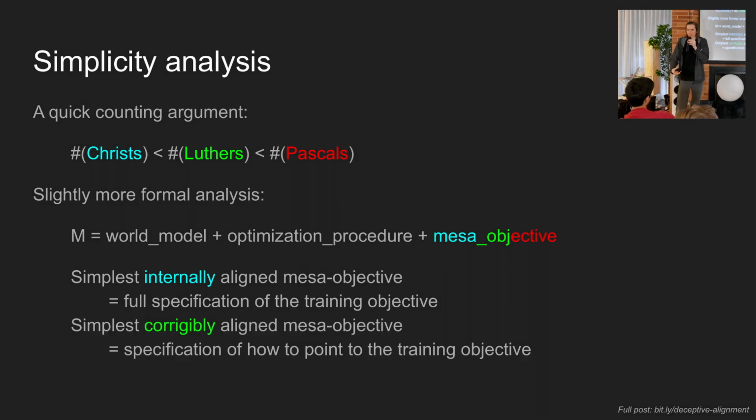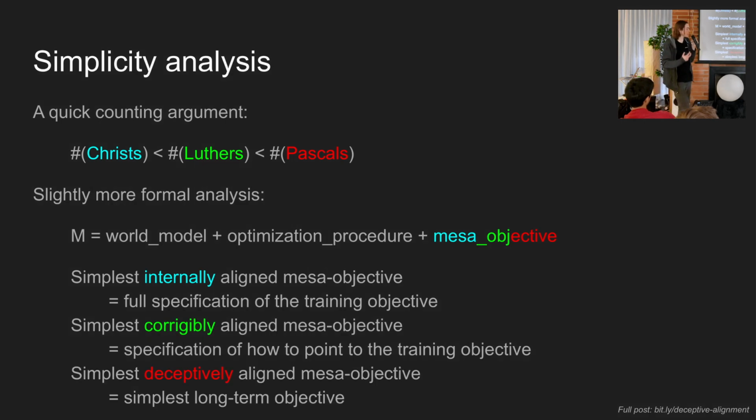Similarly, with the corrigibly aligned case, what is the simplest corrigibly aligned Mesa objective? Well, it's whatever the simplest specification is of how to point to the desired objective. And like we were talking about previously, if the thing we're trying to get it to do is very complex, this can be very complex. It requires hard coding a bunch of information about exactly which things in the world are the ones that we want the model to be paying attention to.